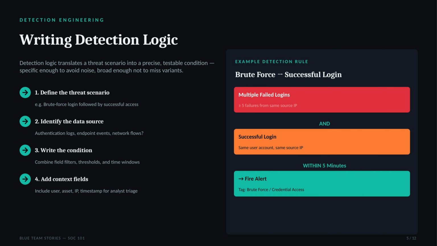Writing detection logic. Once a use case has been identified, analysts begin writing the detection logic. The logic defines exactly what activity should trigger an alert. For example, if multiple failed login attempts are immediately followed by a successful login from the same account, the SIEM generates an alert for a possible brute force attack. The goal is to detect suspicious behavior while minimizing unnecessary alerts.